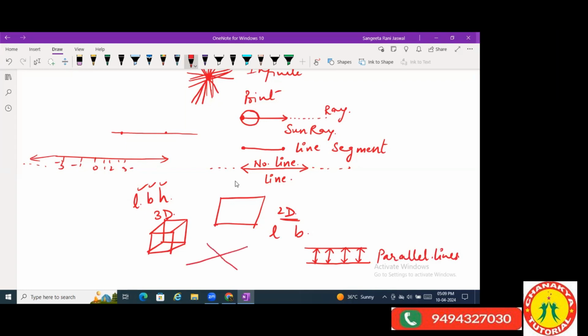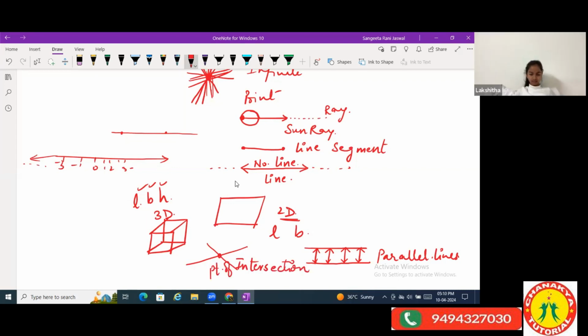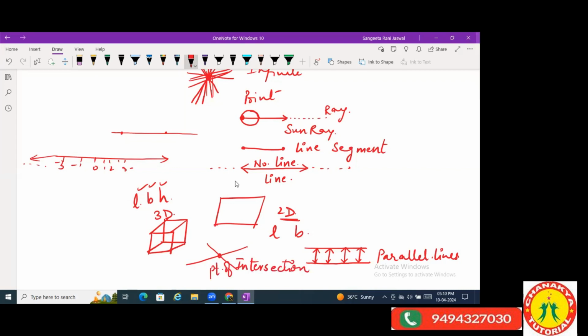Another set of lines is intersecting lines. See, lines have two options: either they are parallel or they are intersecting. Intersecting lines means when two lines cut each other. And the point where they intersect is called the point of intersection. Are you understanding? Yes, ma'am. Two lines that intersect are called intersecting lines, and the point where they intersect is called the point of intersection.